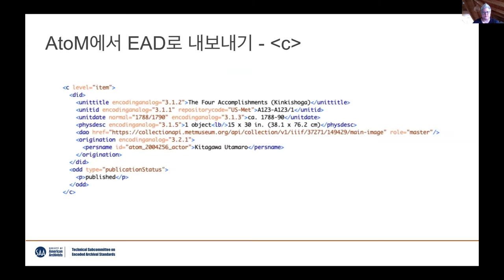This is an example from AtoM, and you can see that it is similar yet different to how ArchivesSpace does it. That is an indication of the flexibility of EAD. So neither one is wrong. Both of them are similarly valid. You can see how different approaches might result in a slightly different representation in EAD. Next slide, please.